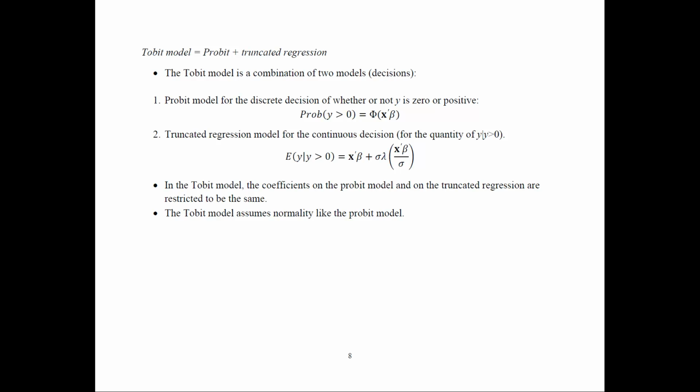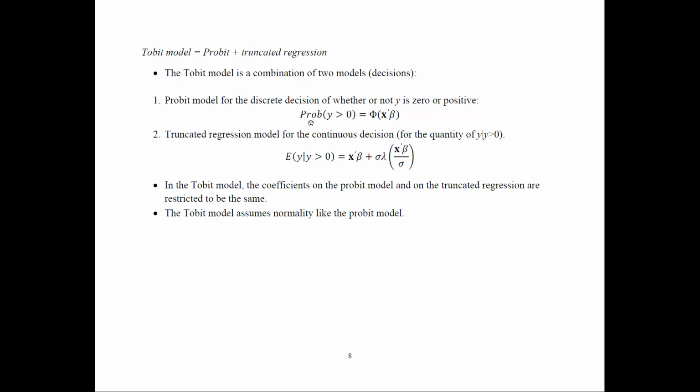So in the case of how many boxes of cereal you buy, you could have, did you buy cereal, yes or no? So that would be a discrete decision, yes or no. And then if you do buy, then how many boxes did you buy? And now that becomes a continuous variable. So here's the Tobit model for the first step, for the discrete decision of whether or not y is 0 or positive. And here we would have the probability of y greater than 0, and this is the CDF of the normal distribution in x prime beta.